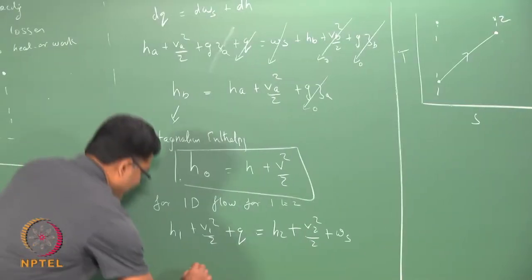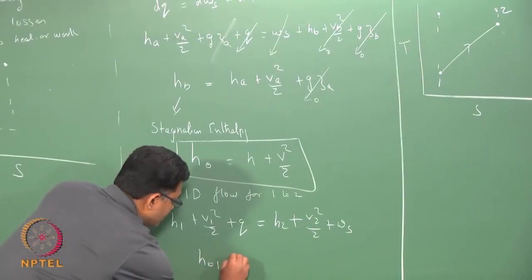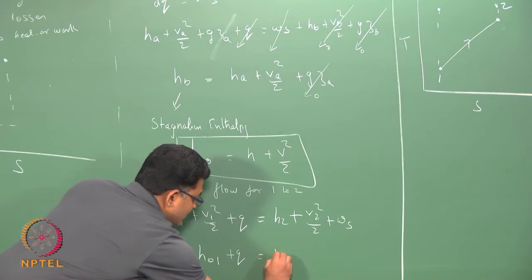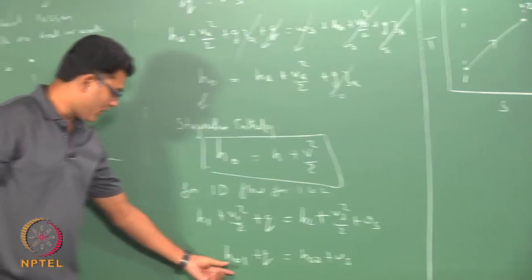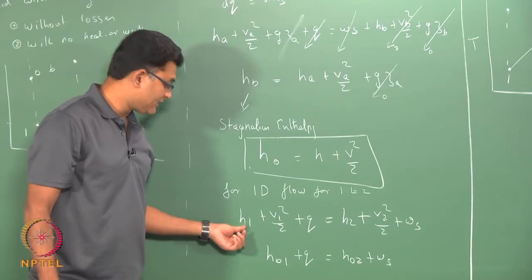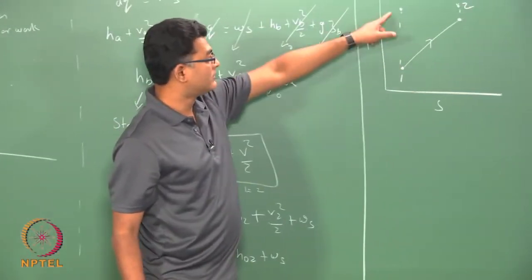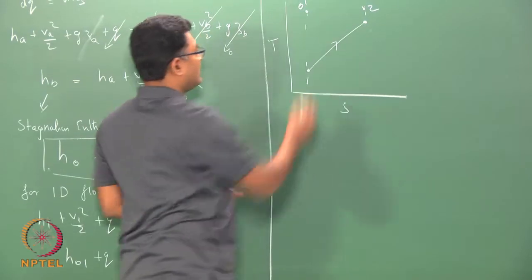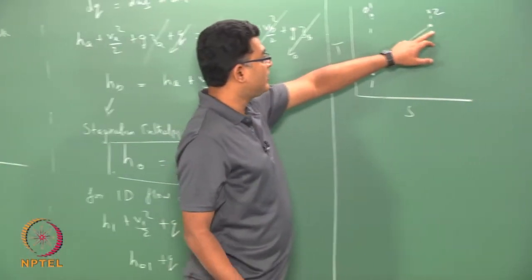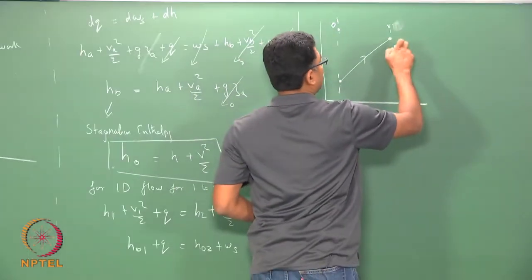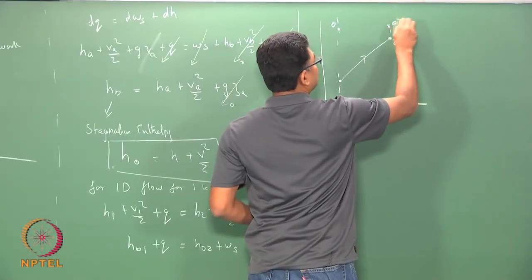So, I can rewrite this as h01 plus q equals h02 plus ws. Here h01 is the stagnation enthalpy associated with point 1, this is 01, and h02 is the stagnation enthalpy associated with point 2. So, if this is 2, this is 02.